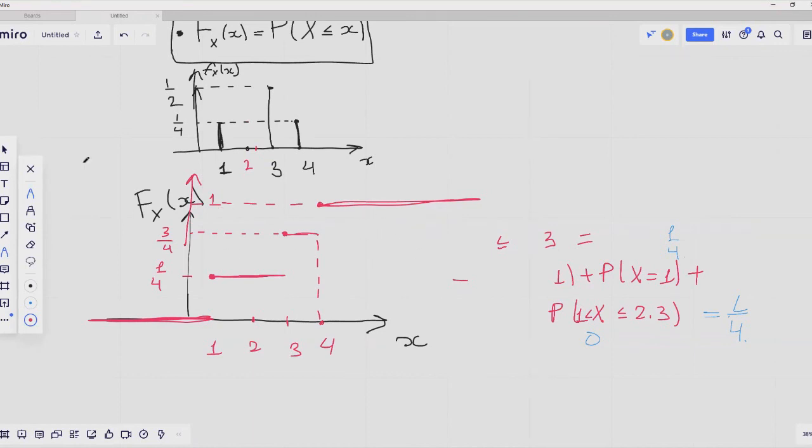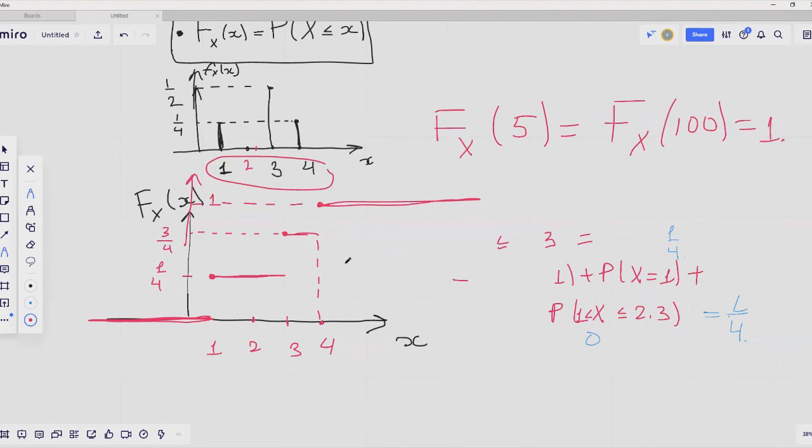Right? So if we select any value, let's say the CDF of x at 5, it is going to be equal to the CDF at, let's say, 100, and will be equal to 1. So the probability that our random variable X is less than or equal to 100 is equal to 1, since all values our random variable can take on are less than 100.